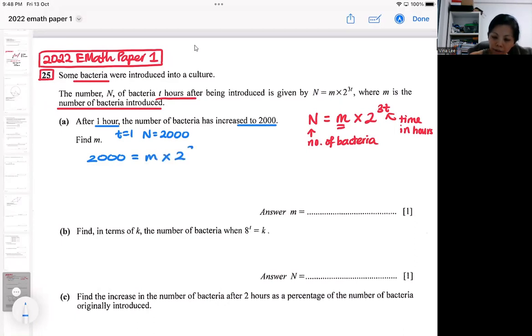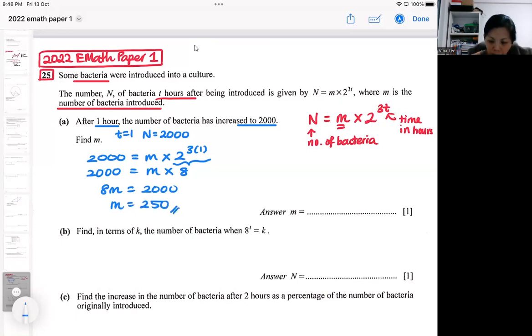It's not that difficult, because if you put it into the formula, you realize that this part becomes a nice number. It's actually 2 to the power of 3, which is 8. So 8M is equal to 2,000, and M is equal to 250. So that is the value of M. The significance is they introduced 250 bacteria inside, and after 1 hour, it grows to 2,000.